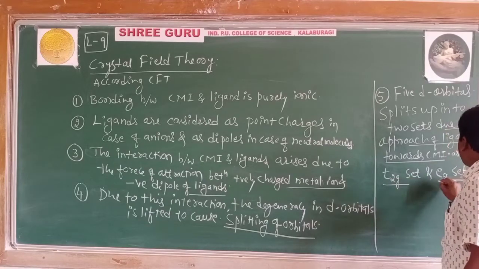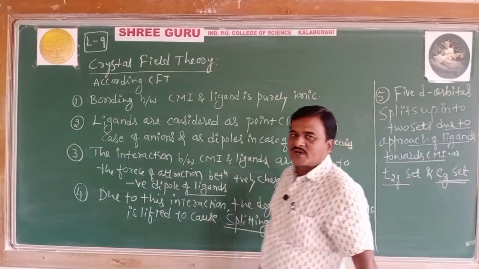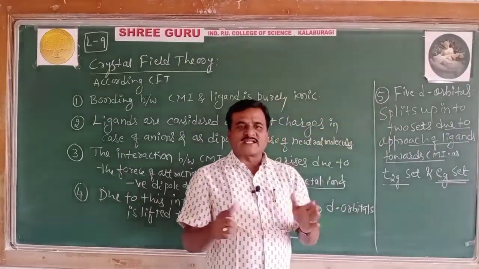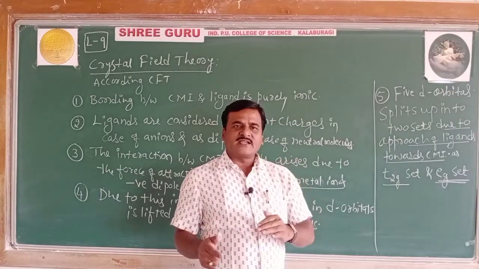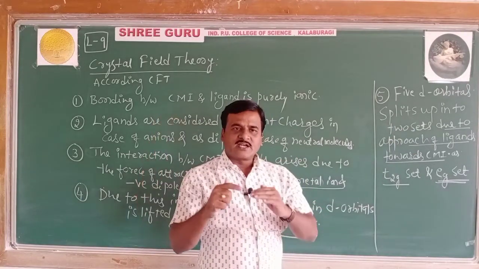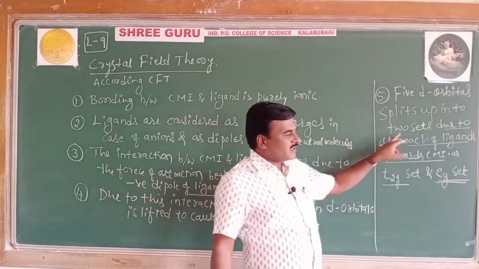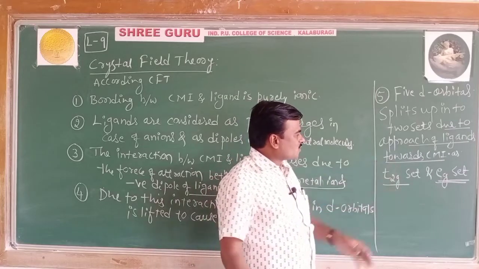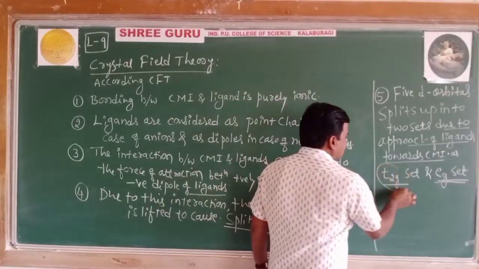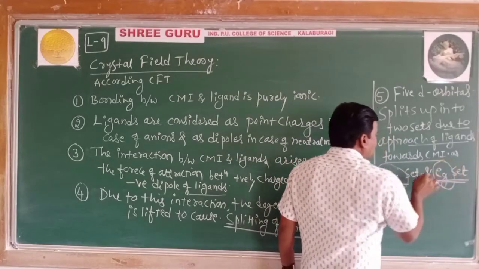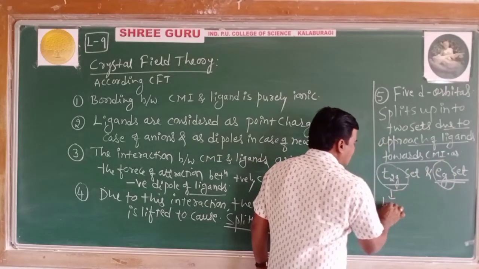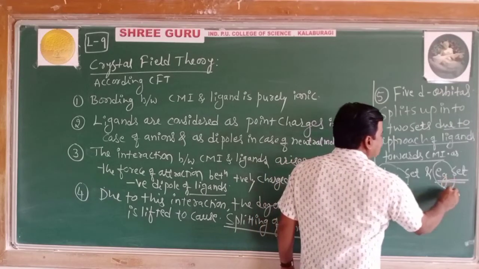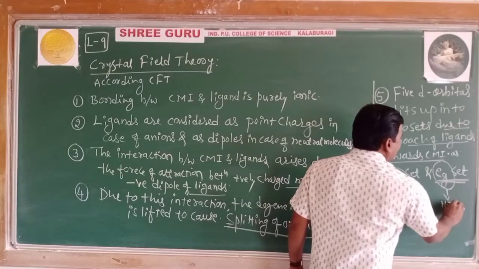T2g set and Eg set. So the fifth point is very clear. The 5d orbital splits up into two sets, one with lower energy, another with higher energy, because of the ligands when they approach the central metal ion. One is the T2g set, another is the Eg set. T2g is the low energy set, and Eg is the high energy set.